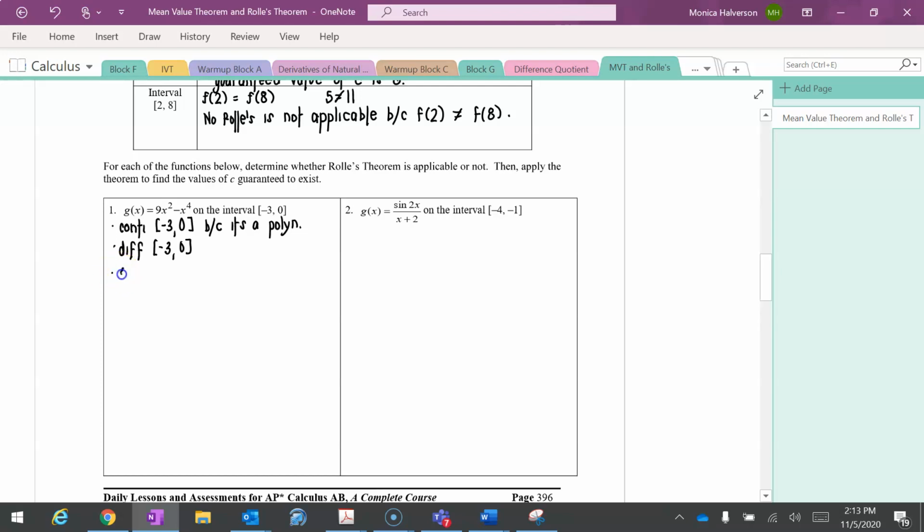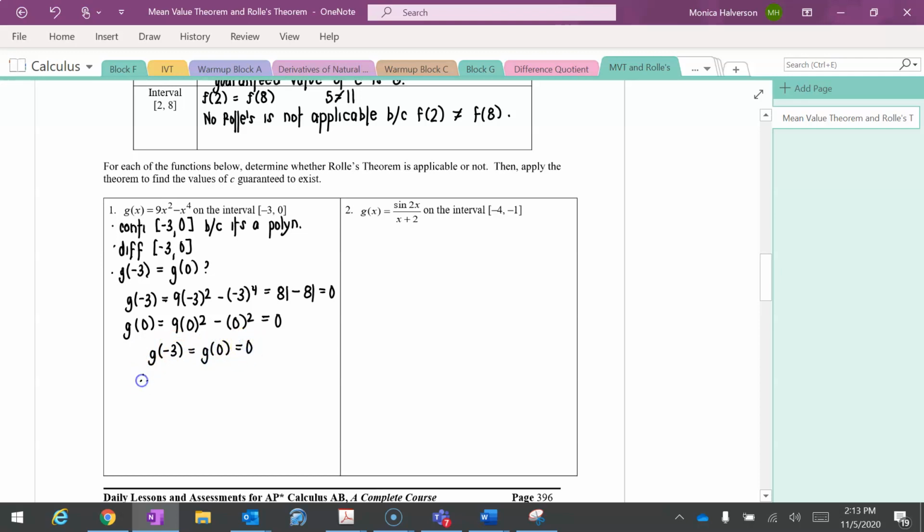We need to find the third condition. And the third condition is, does g of -3 equal g of 0? So we're going to work that out. g of -3 equals 9 times -3 squared minus -3 to the 4th. So we're going to get 81 minus 81, so that equals 0. g of 0 is 9 times 0 squared minus 0 to the 4th. Oh, that equals 0 as well. So g of -3 equals g of 0. It all equals 0. Therefore, Rolle's is applicable.